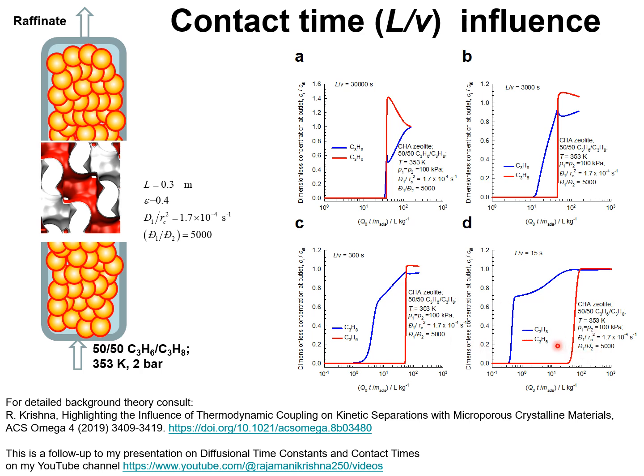So from these simulations, we conclude that the choice of the gas velocity or bed diameter is quite important in kinetic separations, and the contact time for a given particle size needs to be short enough for diffusional influences to become effective and optimal. Watch also my previous presentation, Diffusional Time Constants and Contact Times, on my YouTube channel.